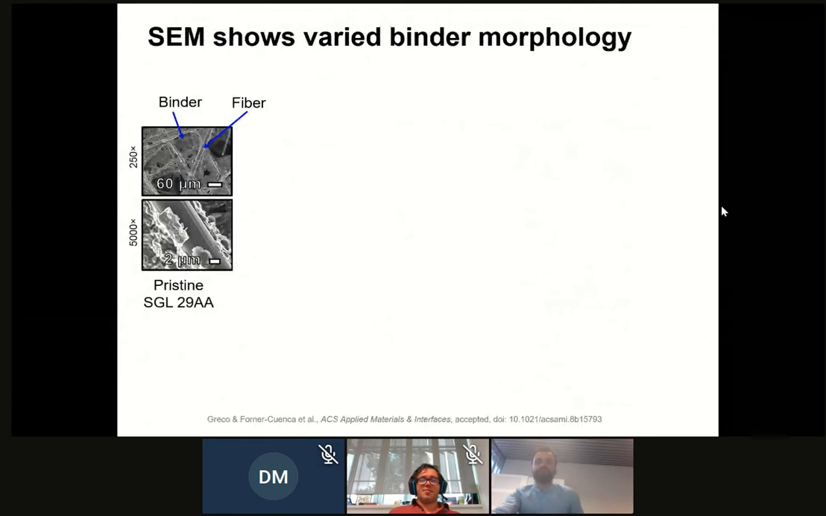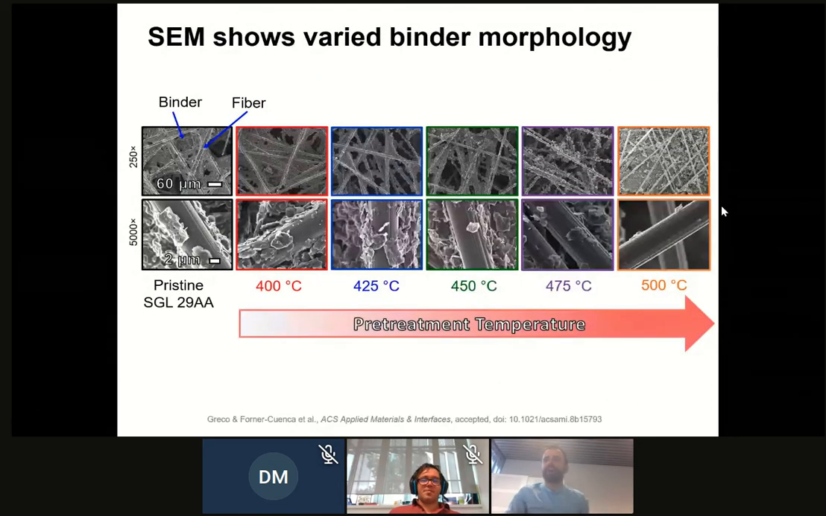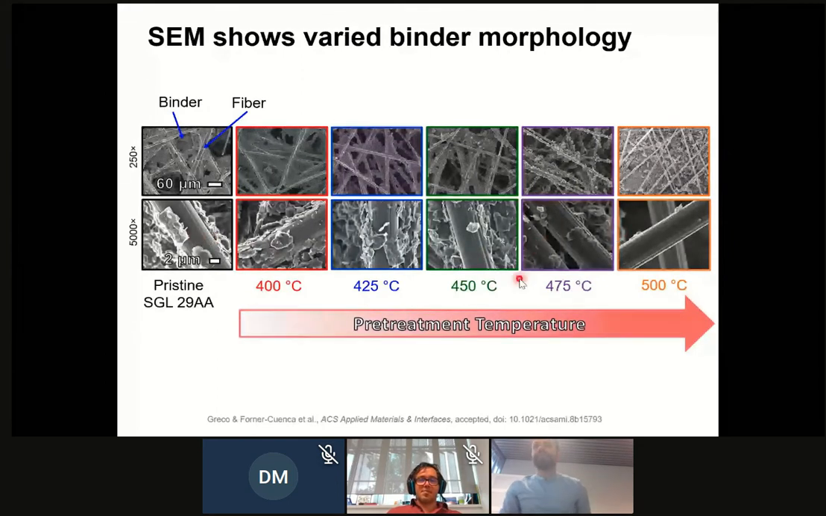So first of all, if you look at just SEMs, you see that there are fibers and binders in here, okay? And what we see is that by increasing the temperature, after 450 degrees or so, you start to burn off this binder. And so the hypothesis here is that this binder is some sort of polyvinyl alcohol type of material that has lower thermal durability, and then it burns off. If you burn this off, then the mechanical properties of your electrode basically collapse, yeah?